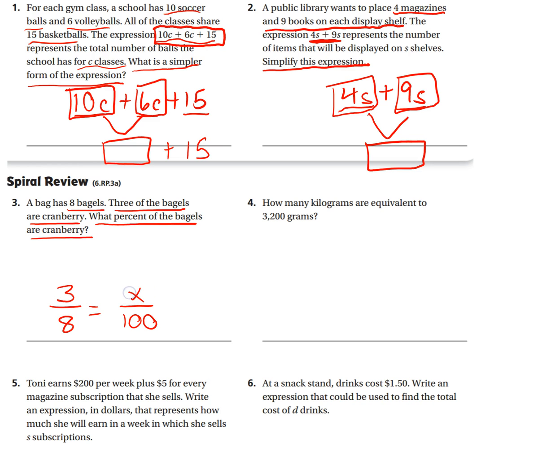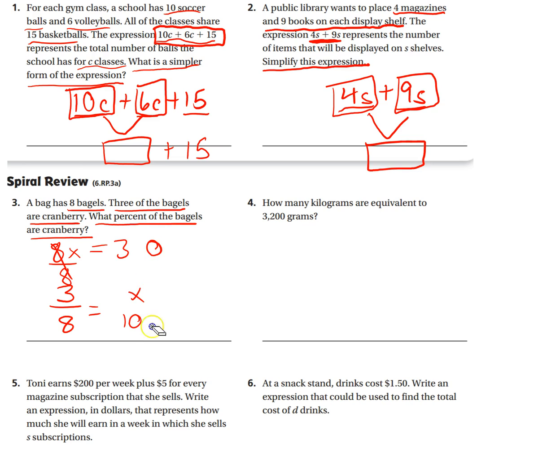Okay, and then solve for x by cross multiplying and then dividing. So we would do 8 times x is 8x. 3 times 100 is 300. Divide both sides by 8. That will cancel that out. That will give you your x. And then you change that to a percent.